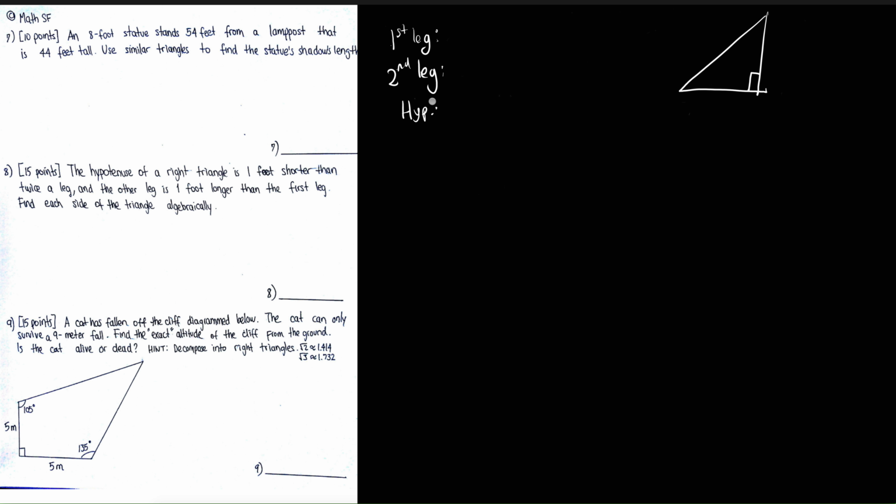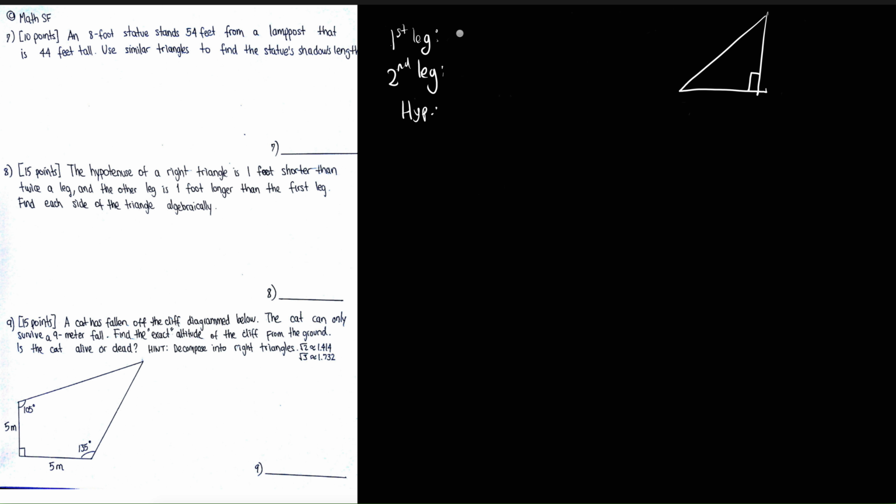All right, so the first leg. Well, recall we want to be listing stuff, and you always let your variable be the one that you know the least information about. Well, we don't know anything about the hypotenuse, but so far you can leave that for a little bit. Well, we actually do know. Say the hypotenuse of a right triangle is 1 foot shorter than twice a leg, and the other leg is 1 foot longer than the first leg. Wow.